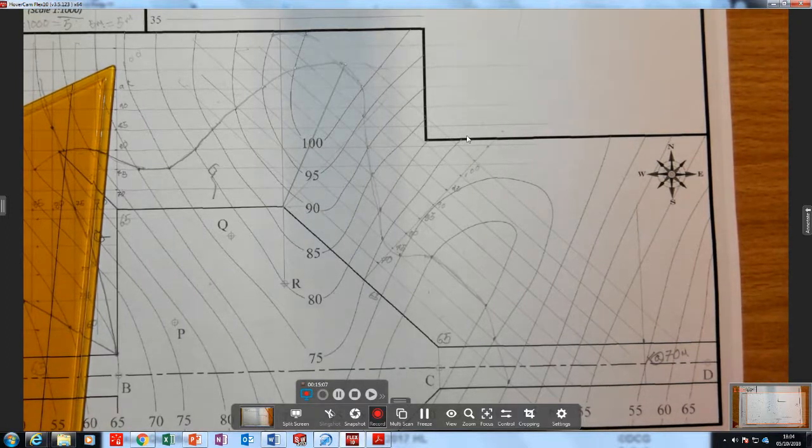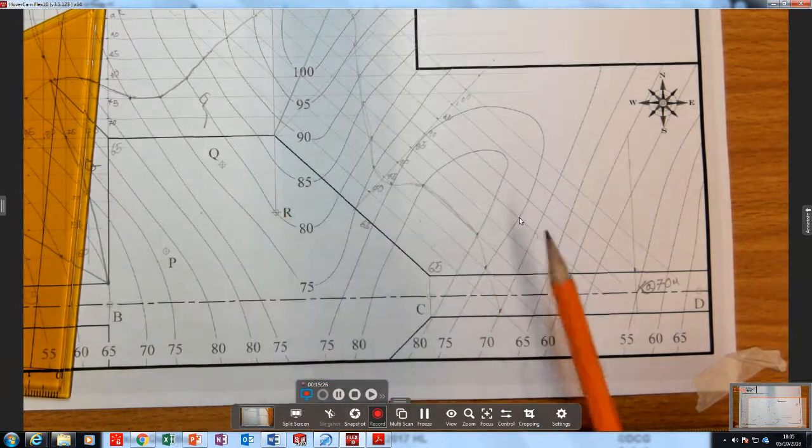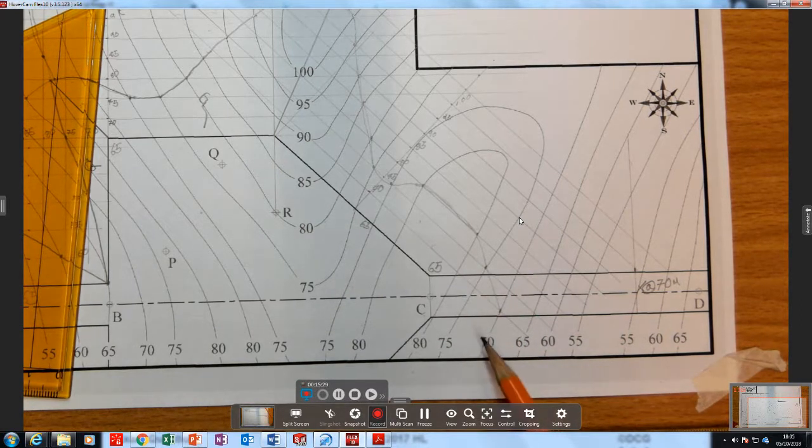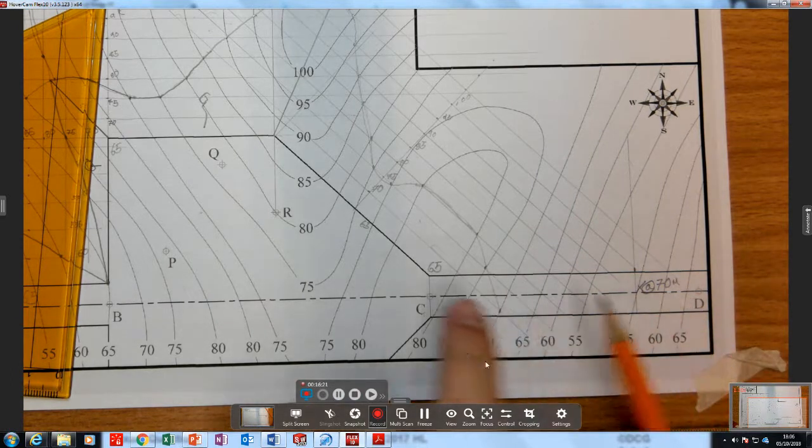Now, this area here has both an embankment and a cut. What will this one on the left of it be? On the left it'll be a cut, because the numbers are above 65. On the right of it, the numbers are below 65, so it's an embankment. They're below the level of the road. So it's an embankment here, a cut there.